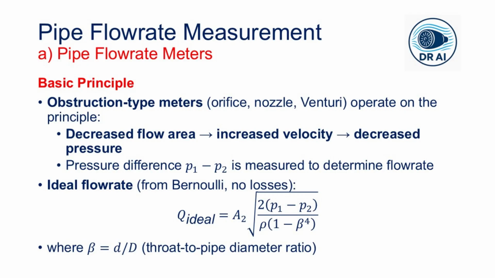Let us start with the most common family of flow rate meters, the three classical devices: the orifice meter, the nozzle meter, and the Venturi meter. They are all based on a simple, elegant idea that we first encountered way back in the topic of high velocity gas: high velocity gives low pressure.